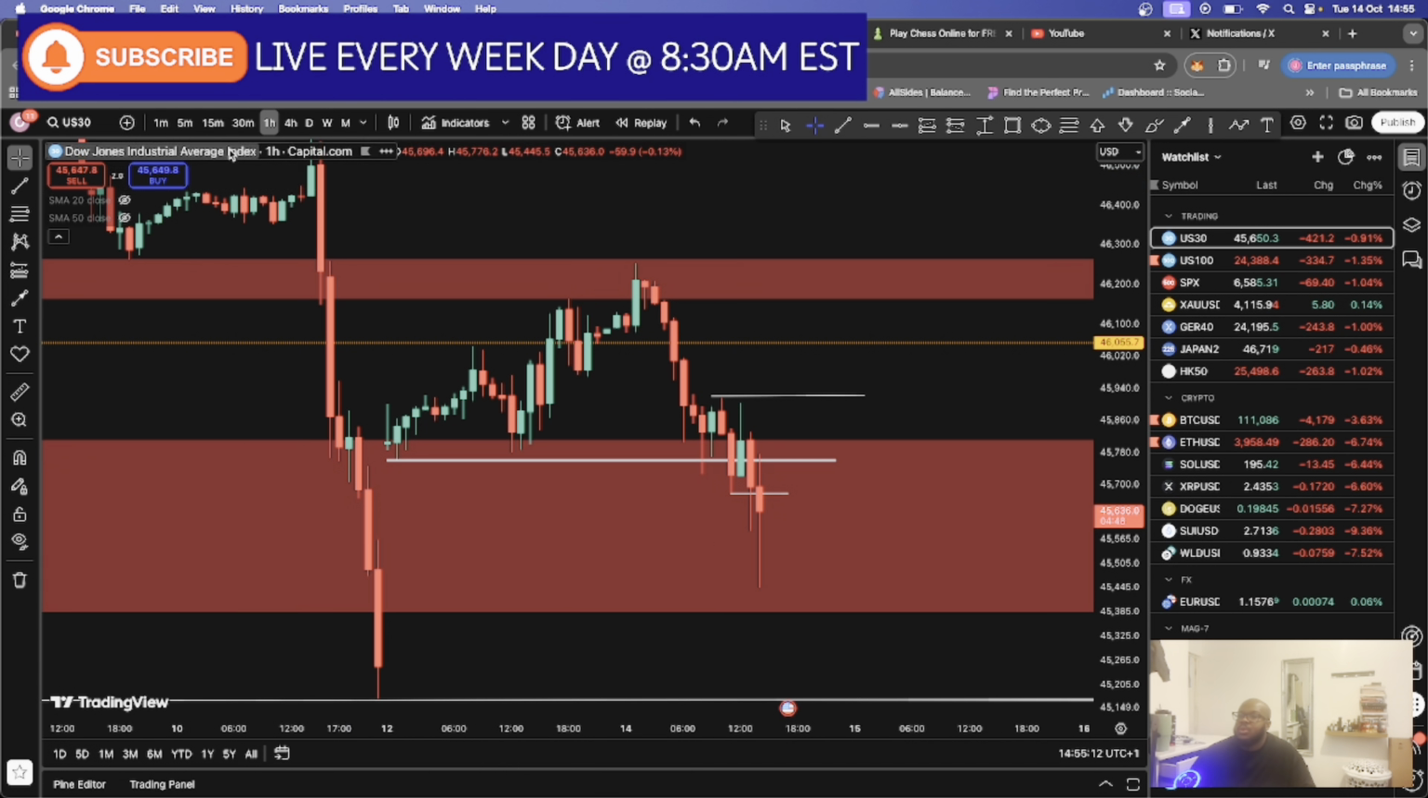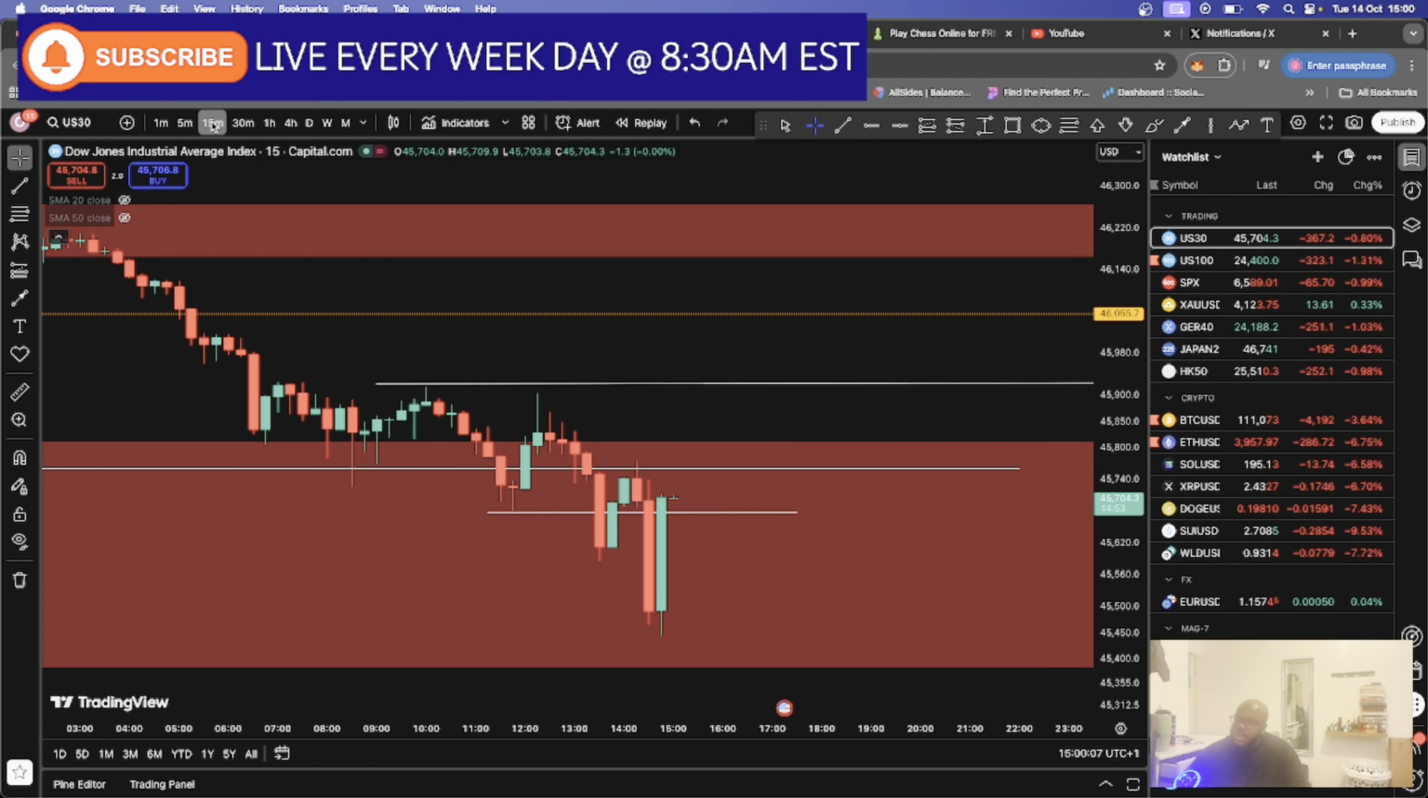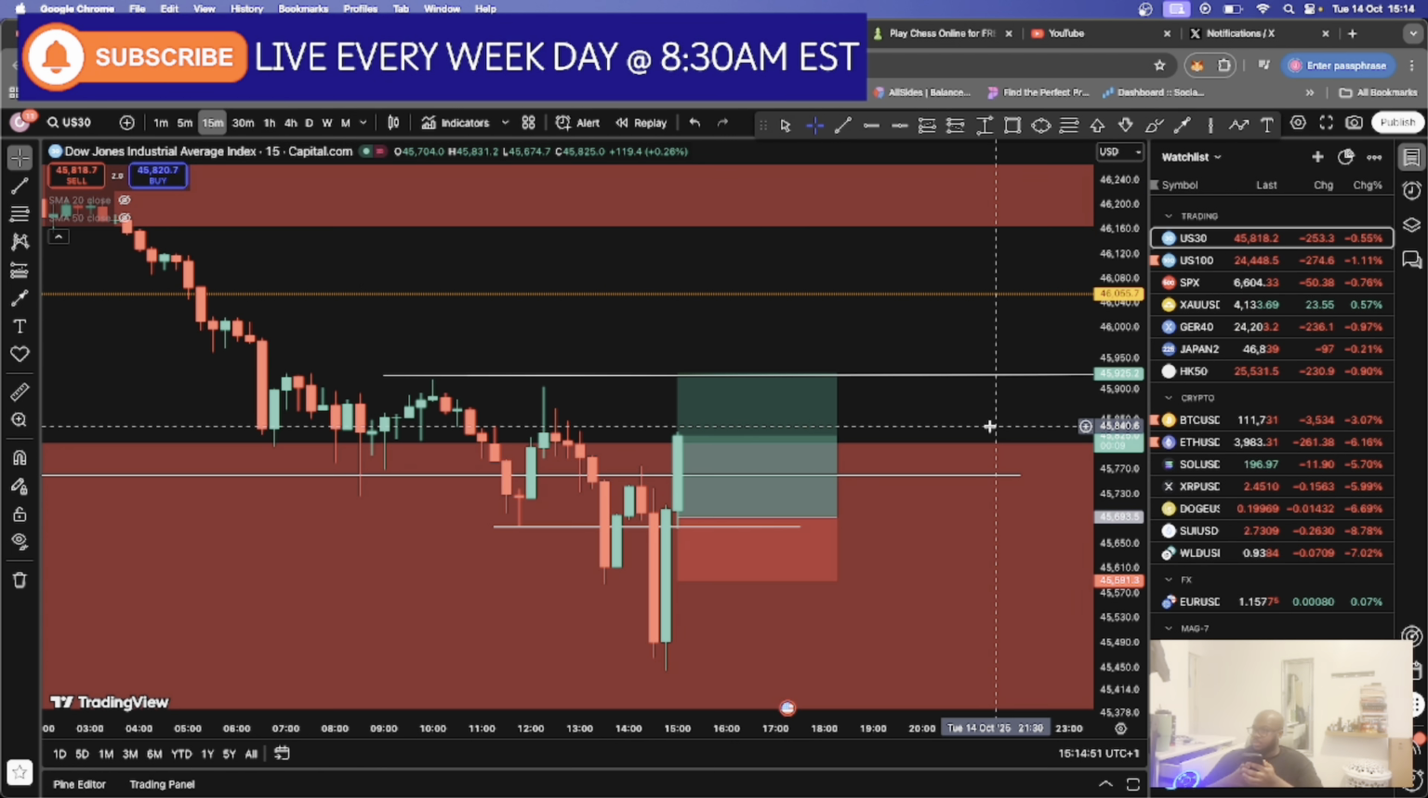It is not ideal. Alright, I've just executed long, 100-point stop loss. This is my one and done trade for the day. On this next candle, I want to see it just break through completely. I don't want to see any rejection back into the gap. I want to see it break through completely.